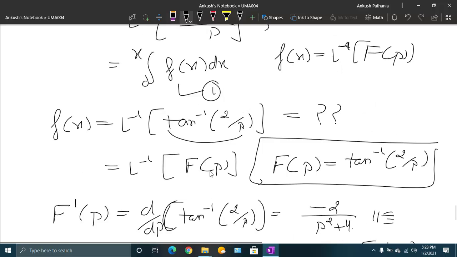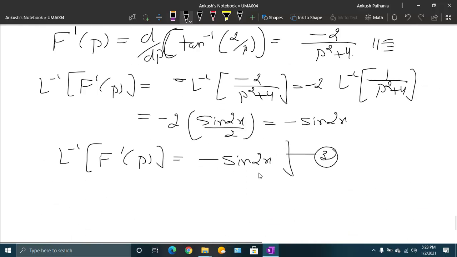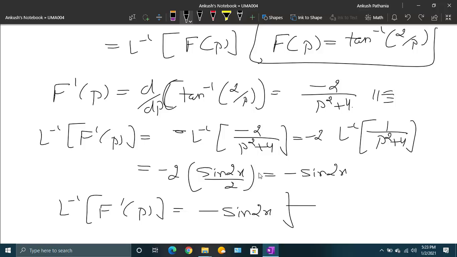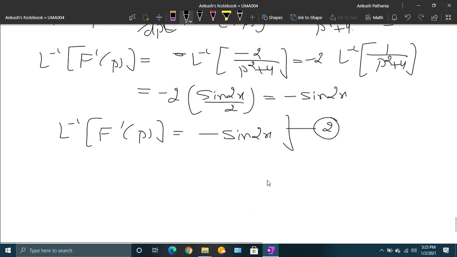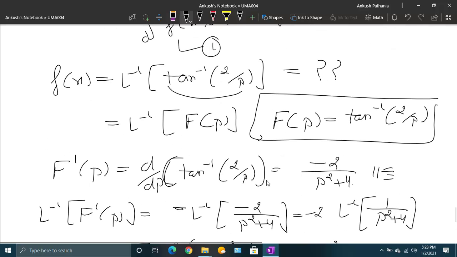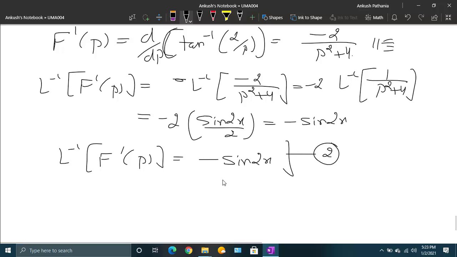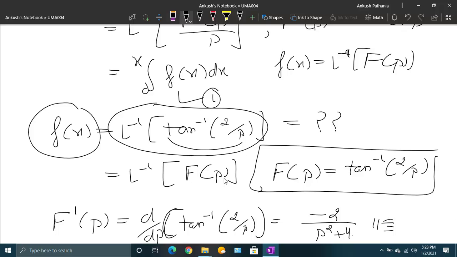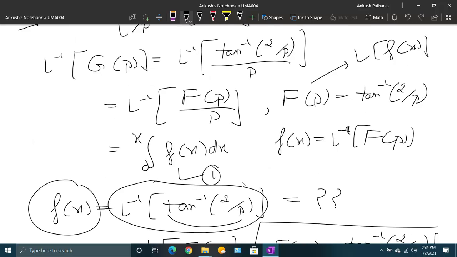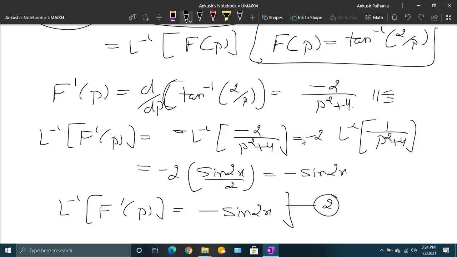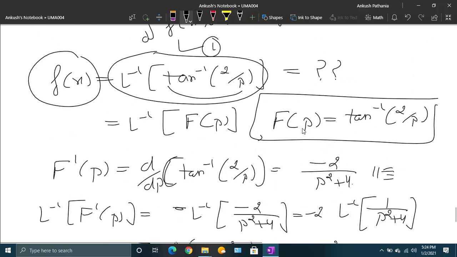I don't know what equation numbers I have taken earlier. So it is 1, and this I can take as 2. Now what we are going to do, we are looking for this fx, and this fx will come out from the Laplace inverse of this one. So now we have found the Laplace inverse, and that is equal to minus sine 2x. Just wait, we are confusing a bit.